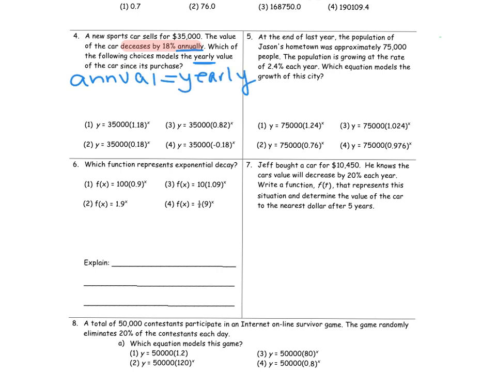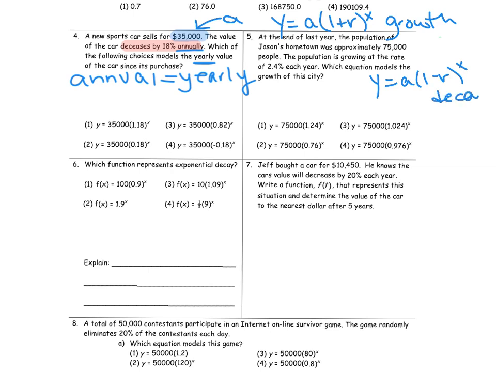All right? So we have it sells for $35,000. So what does that represent for us? It sells for $35,000. Good. That's your A value. So I'm going to write out my equation. Y equals A times 1 plus R to the X. That's for your growth. And let's write out our equation for the decay. A times 1 minus R to the X. And that's your decay model.